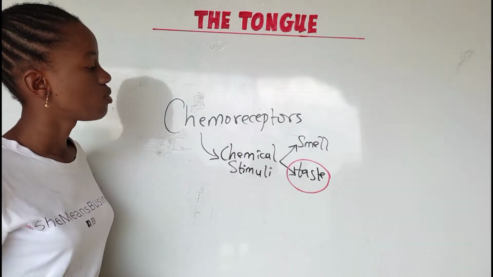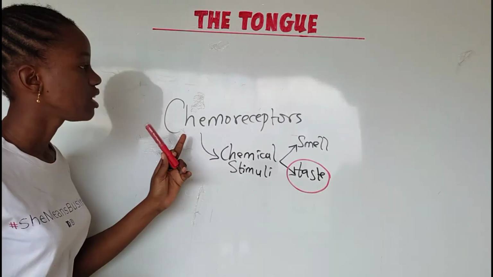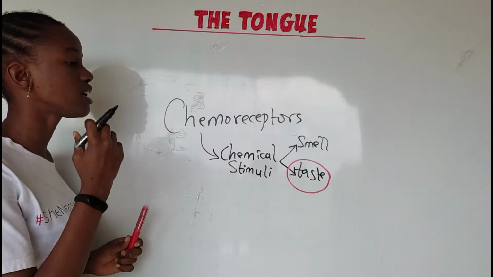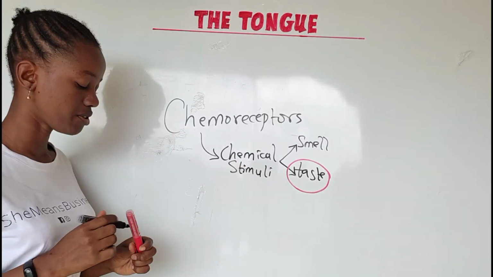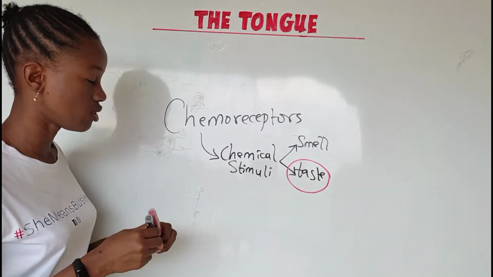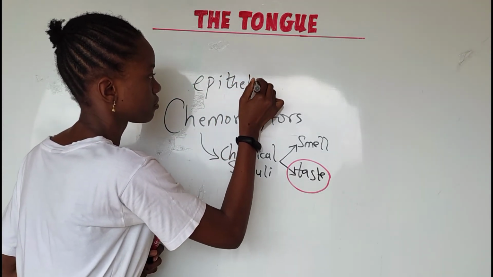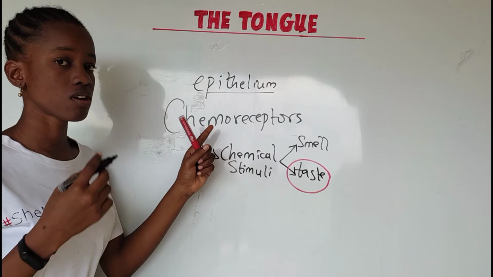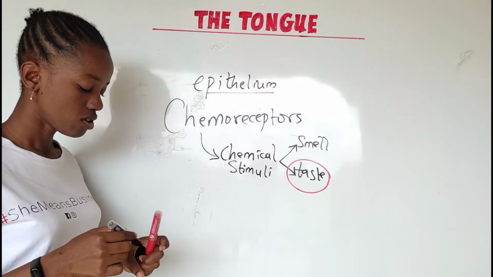So now we'll be looking at the places we can find chemoreceptors in our tongue. We are looking at the chemoreceptors for taste. Where can they be found? As I said before, they are found on the surface of the tongue. The surface of the tongue can also be seen as epithelium, which is the covering for the tongue. So chemoreceptors can be found on the surface of the tongue, which you can also call the epithelium of the tongue.